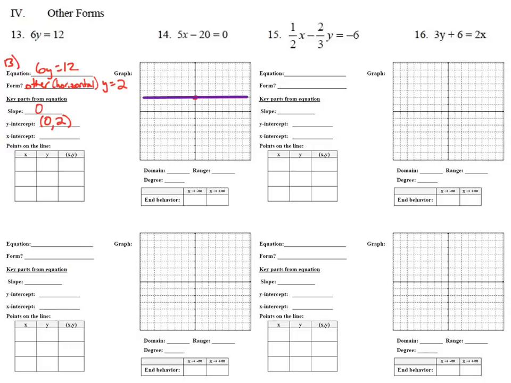It doesn't matter what our x value is, our y value is always going to be 2. So we could have 0, 2, 1, 2, 2, 2. Doesn't matter what value you choose for x, your y value is always going to be 2.